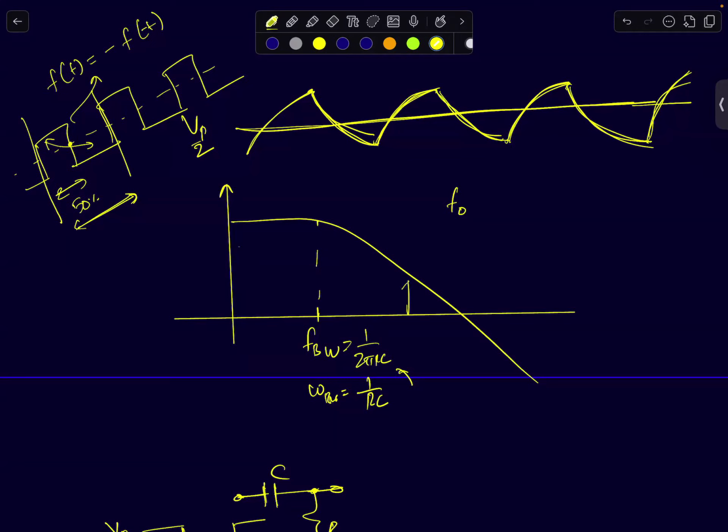Let's assume your bandwidth is here. The first harmonic is F naught. Second harmonic is somewhere here. Third, 3F naught, and so on. Which means I'm assuming here the fundamental frequency is much greater than the bandwidth of the system. This is how I'm expressing this relationship in frequency domain. Otherwise, I can say something like this: if I invert the time, your time period, 1 by f naught, is much smaller than the RC time constant.